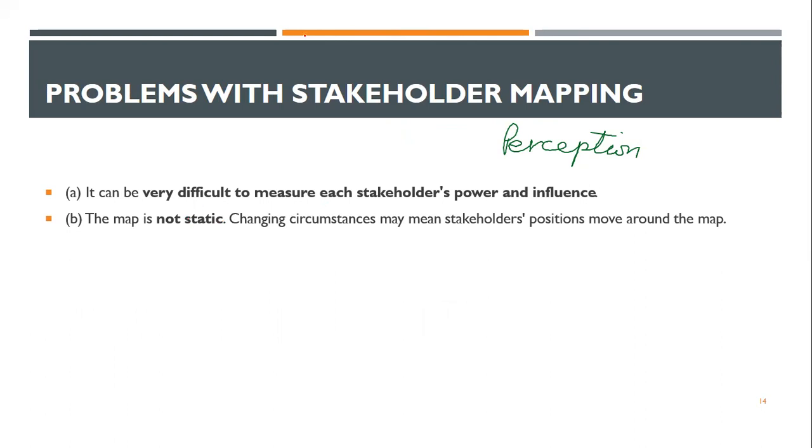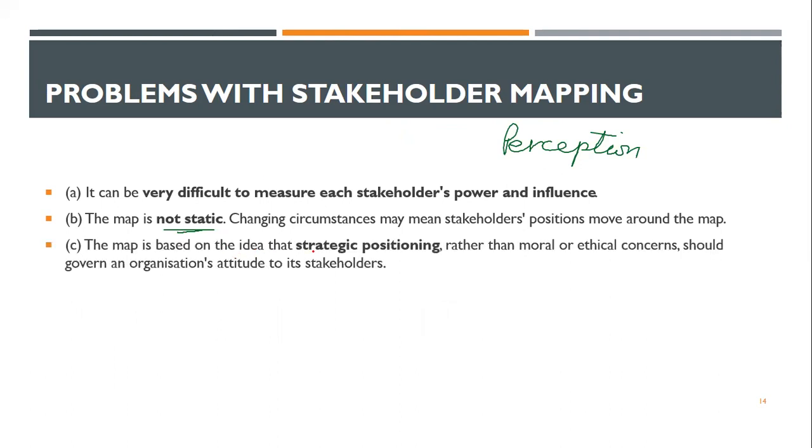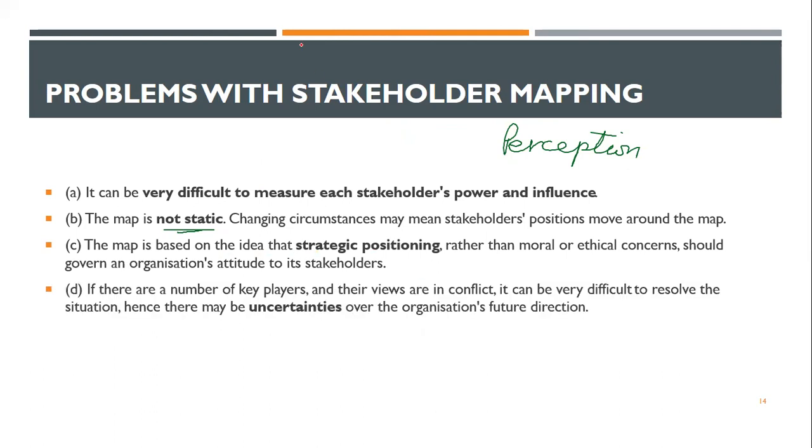The map is not static. Yes, we know. We said that these stakeholders keep on moving between different quadrants. The map is based on strategic positioning rather than moral or ethical concerns. Now, just like I said, if you are a cement plant, your workers have less power. If 10 people go, you will bring in 10 people. So this statement itself is probably not very ethical or not very moral, because I was thinking it purely from the business point of view.